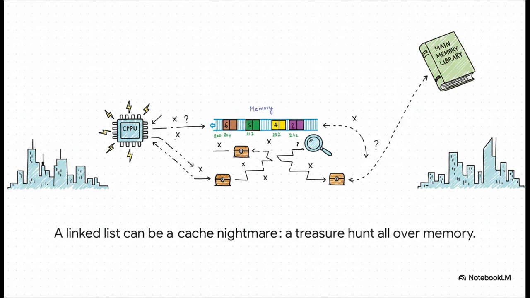Its nodes can be scattered all over that memory street. The CPU fetches one node, but the next one could be in a completely different zip code. It can't prefetch anything useful. Each jump from one node to the next can cause what's called a cache miss, forcing a slow, painful trip all the way back to the main memory library.